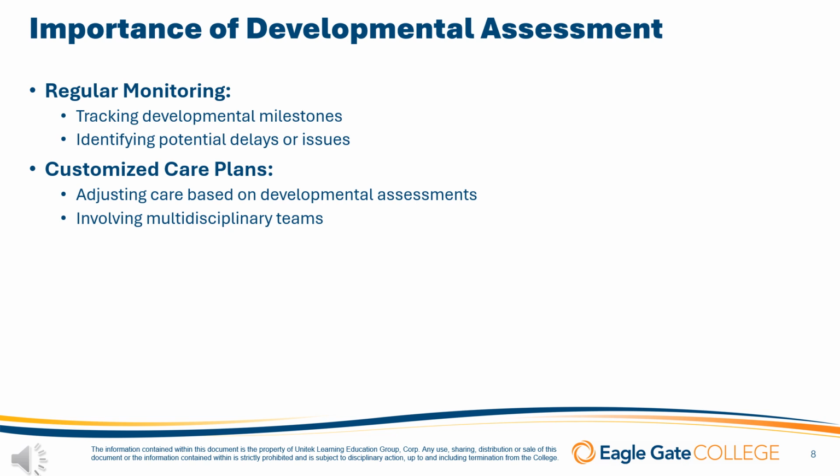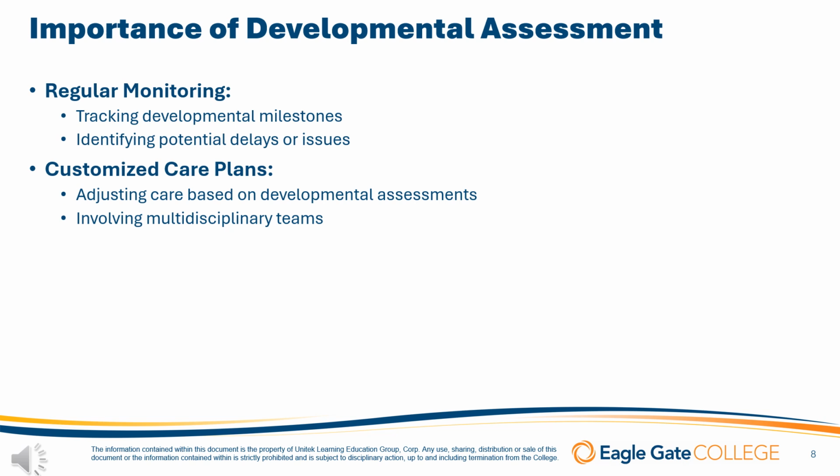For example, if a child is not speaking by the expected age, it might indicate a hearing issue. It could be autism spectrum disorder, or it could be other developmental challenges. Early intervention can provide the child with the support needed to develop communication skills. In adults, monitoring cognitive decline can help in early detection of conditions such as dementia or Alzheimer's disease, leading to early management strategies.